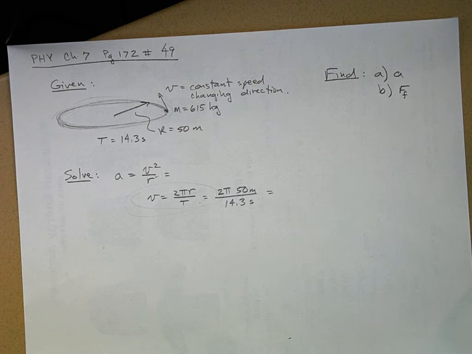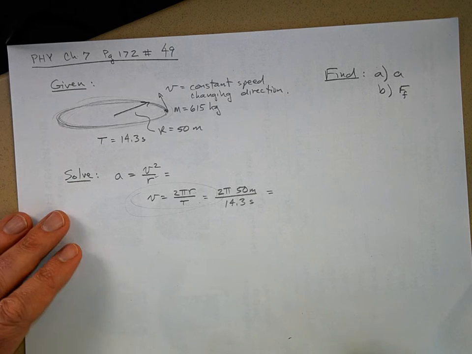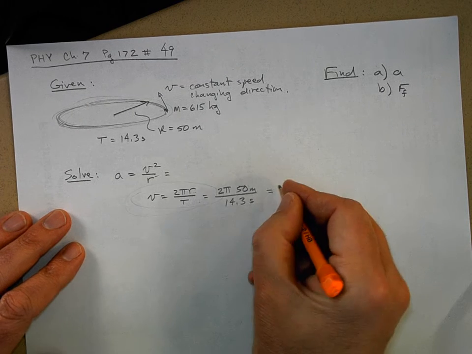So where's my calculator? Let's see. Turn it on. So I go 2 times pi. Where's my pi button on this calculator? Oh, I'll just go 2 times 3.14159. That's more than enough. Times 50 divided by 14.3. And I get 21.96. I'll just write 21.97.